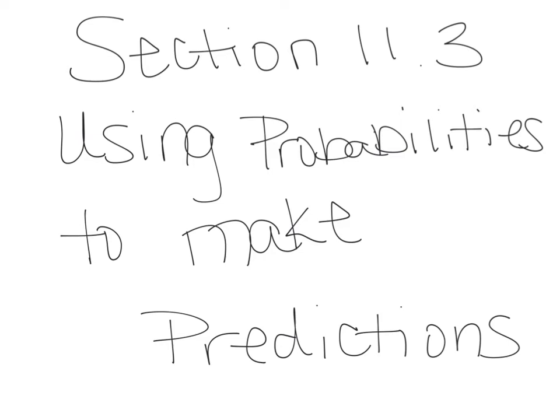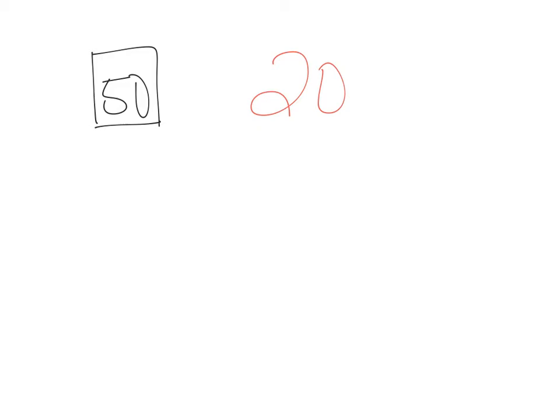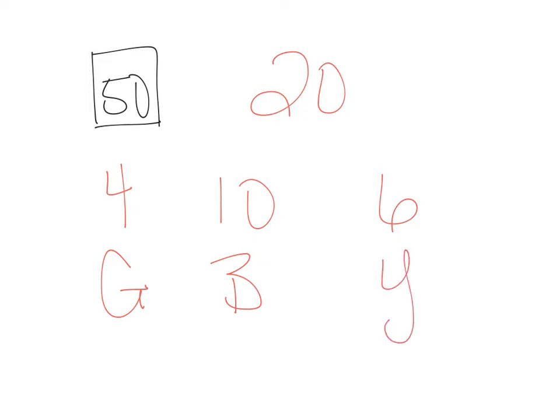Section 11.3 is on using probabilities to make predictions. Let's imagine that you have a box with 50 marbles in it. And from that box, you pull out a sample size of 20 marbles. Inside that sample, you have 4 green, 10 blue, and 6 yellow marbles. From the information given, we can predict how many marbles there are of each color in the original population size.